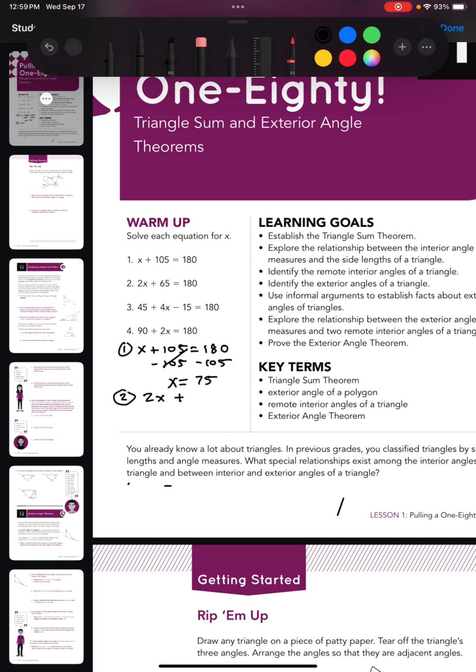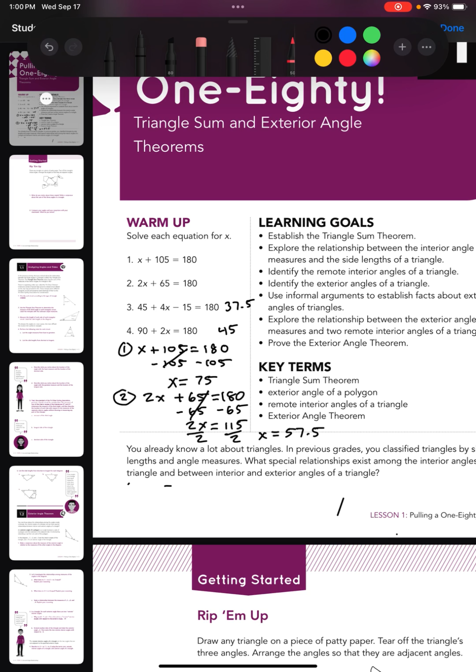2x plus 65 equals 180. We're going to have two steps. We've got to subtract over our 65. You'll get 2x equals, let's see, 115. And then we'll divide by 2. And that'll give us x equals 57.5. Okay, for 3, you should get 37.5. And for 4, you should get 45.